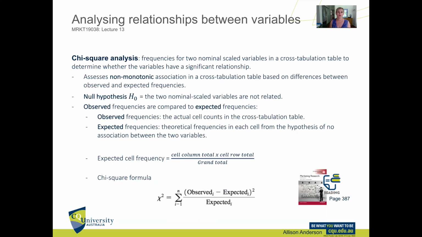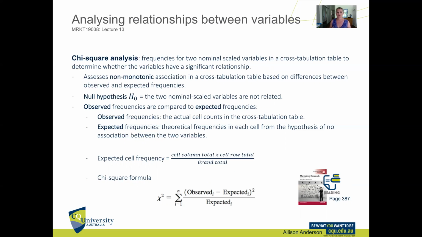Okay, analysing relationships between variables, we're still on chi-square analysis, okay? So chi-square analysis is used with frequencies for the nominal scale variables in a cross-tabulation table.